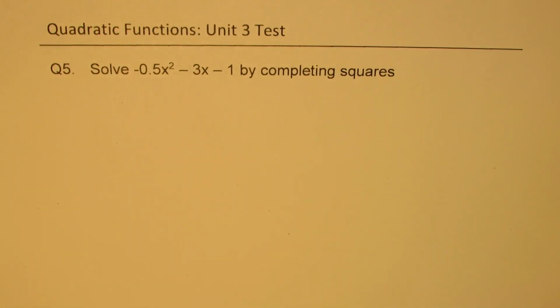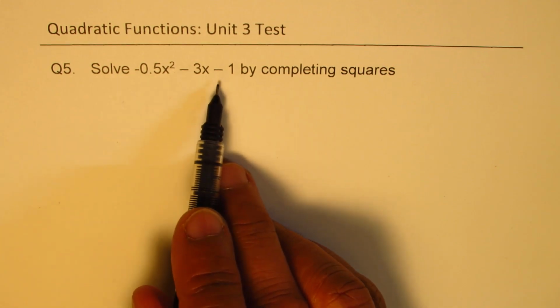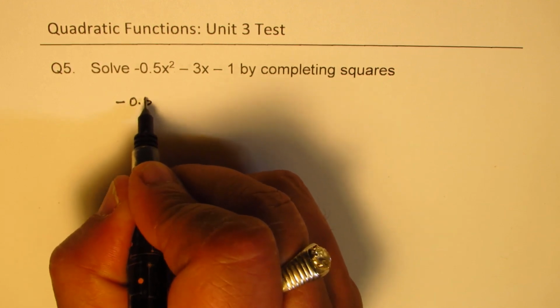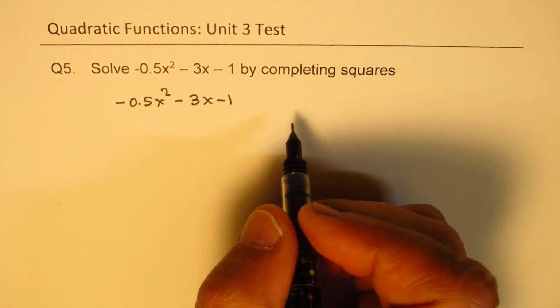Question number 5. Solve minus 0.5x squared minus 3x minus 1 by completing the square. So we are given minus 0.5x squared minus 3x minus 1.